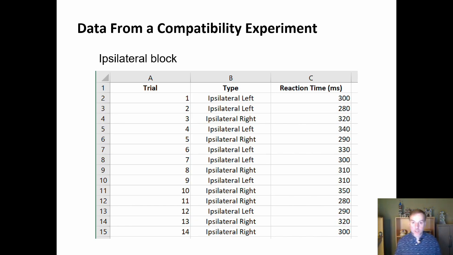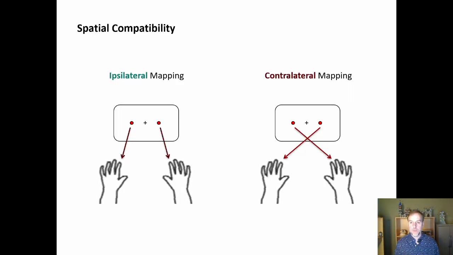So let's imagine a compatibility experiment. Just jump back here for a second. So let's say we're testing participants. They come in, and let's say we test 20 people. And half of them do the ipsilateral mapping first. So they do a bunch of trials, and then they do the contralateral mapping. The other half of the participants would have the opposite order. And we often call that a counterbalance, where they would do the contralateral mapping first and the ipsilateral mapping second.